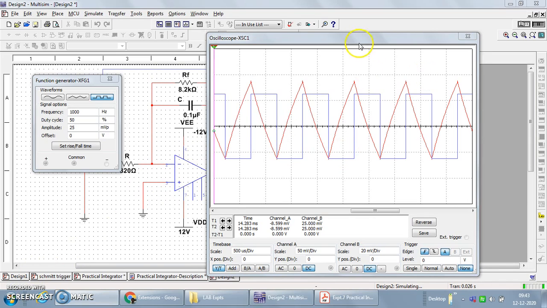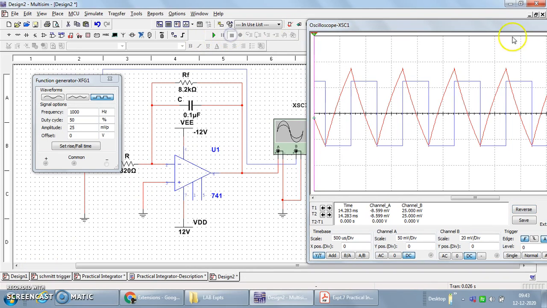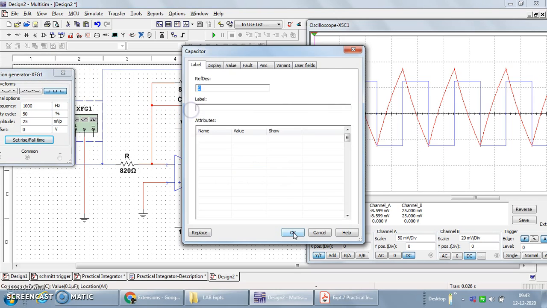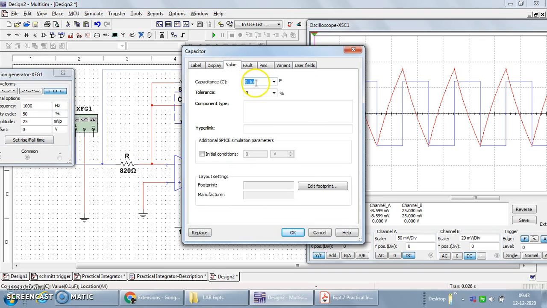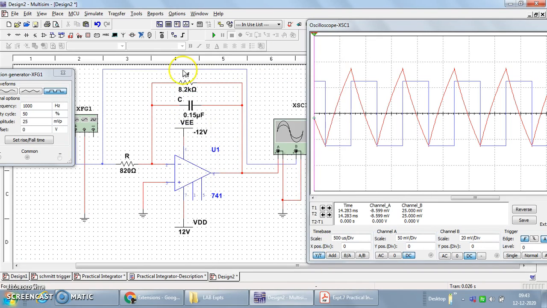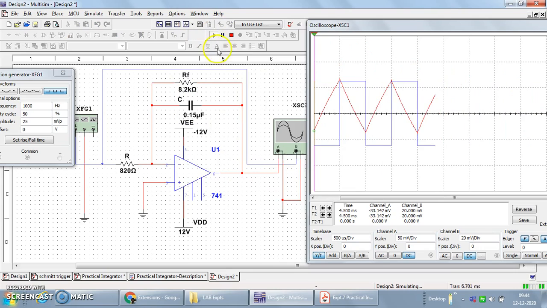Now we can see the effect on these output waveforms. What is the effect of changing the component values? Initially I will change the value of this capacitor. What should happen if I reduce the value of the capacitor? The amplitude should increase. Instead of 0.1, let us increase the value to 0.15 microfarad. Earlier it was 0.1 microfarad. Increasing the value should decrease the amplitude. Now I will click OK, and if we simulate, yes, the amplitude has been reduced compared to the earlier output.